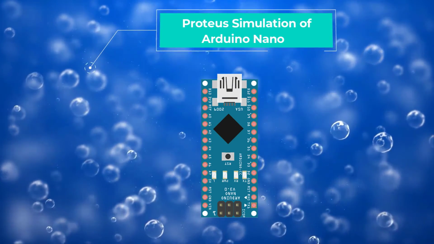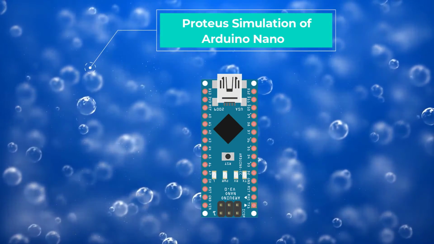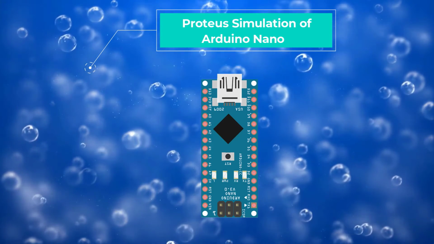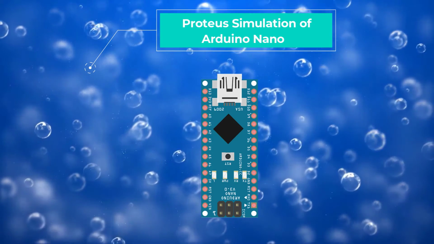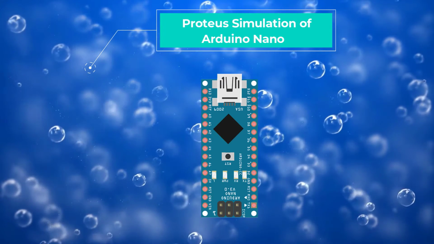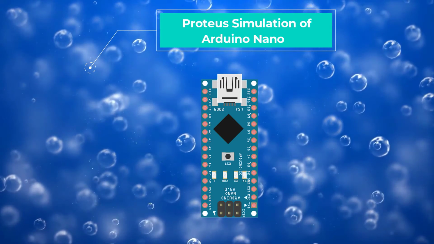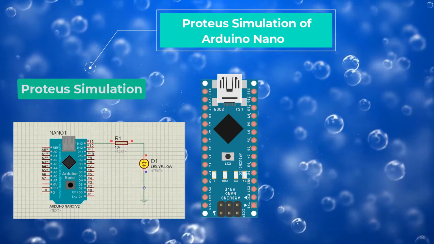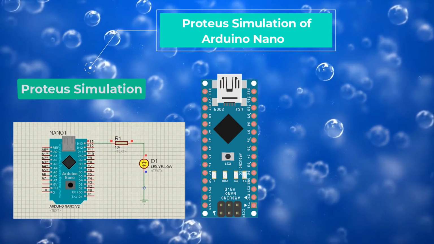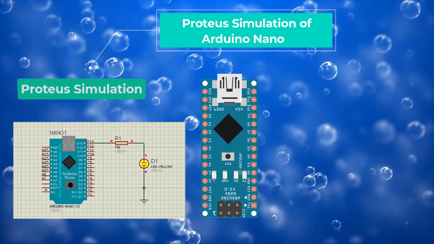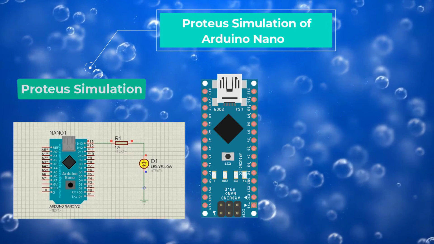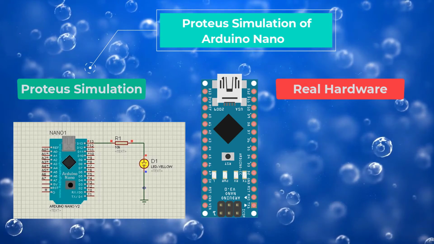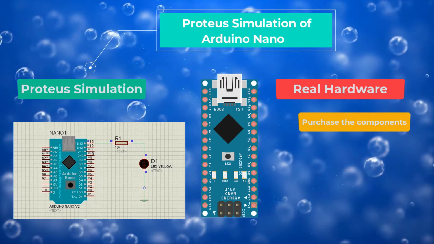So far, we have studied the theoretical knowledge about Arduino Nano. Now let's practically work on this powerful tiny board. I am not going to work on a real Arduino Nano board, instead I am going to design its simulation in Proteus software. If you want to learn the Arduino programming language, then I would recommend you to design simulations in Proteus. Working on real hardware is quite difficult, as you have to purchase the components and it also involves electronics.